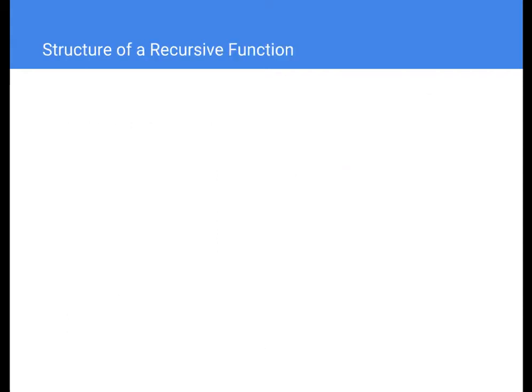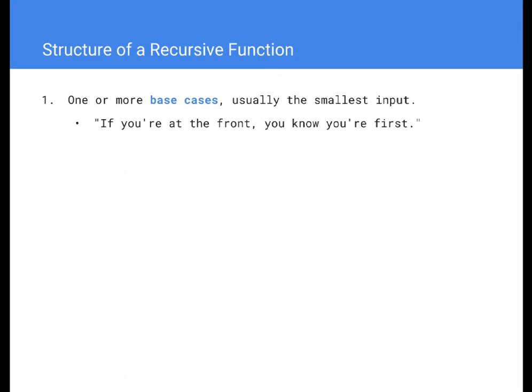All right, so we're going to talk about the structure of a recursive problem. I think this is probably one of the most important slides. I think all the slides are important, but this one in particular is especially important, so take note. There are going to be three parts of a recursive program. The first part is that it has one or more base cases, usually the smallest input. So in the intuitive example, we know that if we're at the front, we're first. So we call that part of the algorithm a base case.